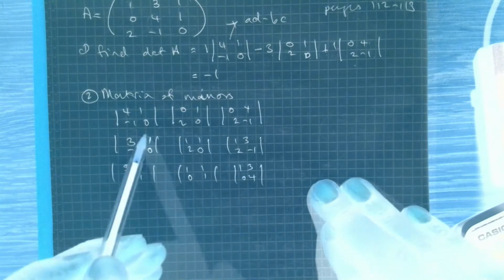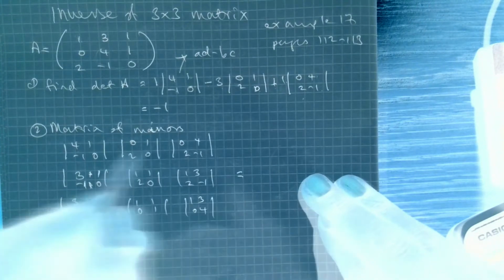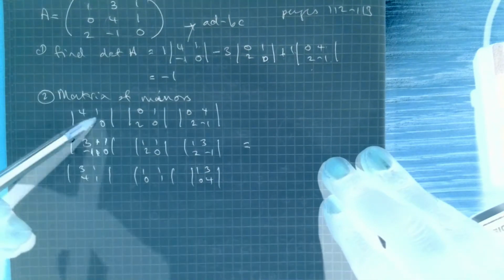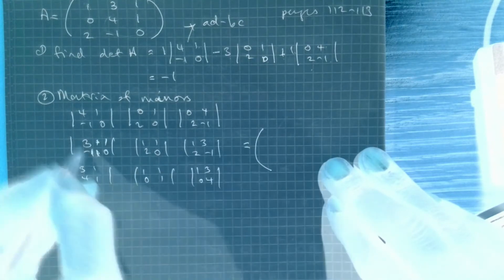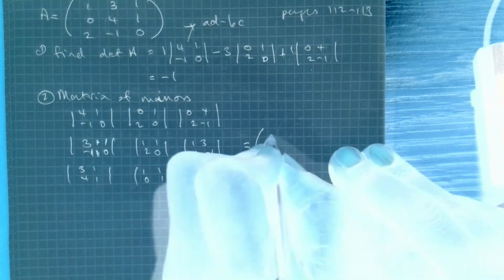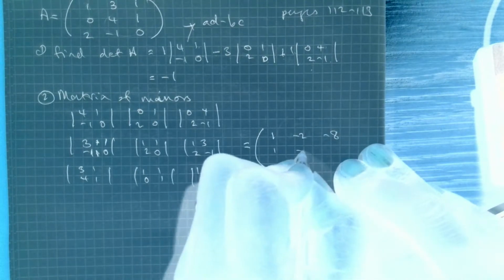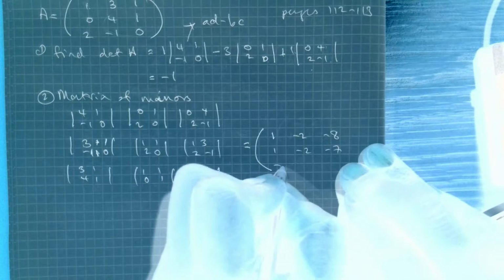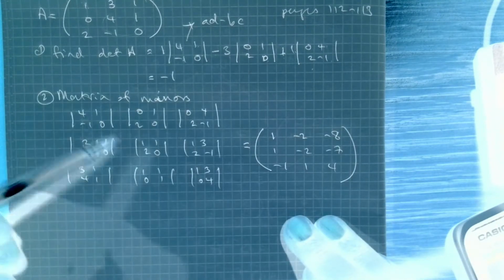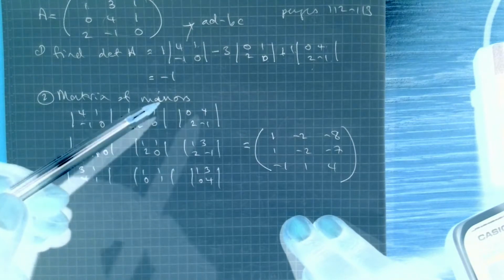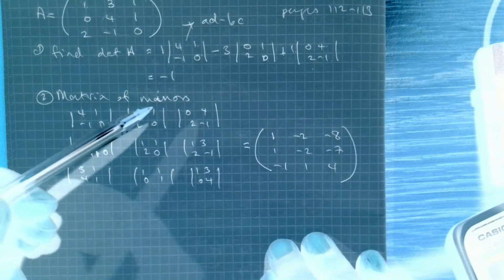Okay, so these are, sorry, not identity, these are determinants. So we need to find the determinants of these, just like we did before. I'm not going to do all of these separately, but if you do it, you'll end up with 1, minus 2, minus 8, 1, minus 2, minus 7, minus 1, 1, 4. Now you need to be careful because there's lots of multiplications, and a slip up with a sign can end up meaning you create the wrong answer.